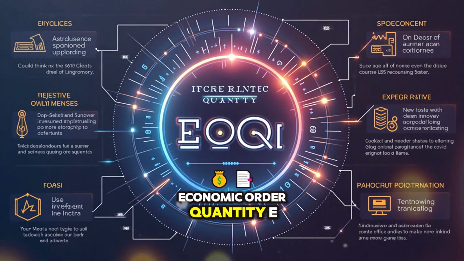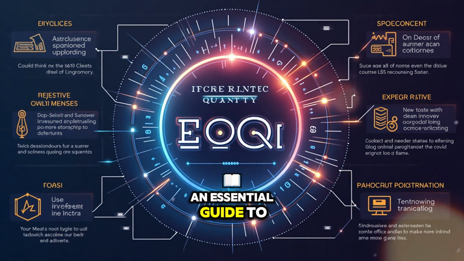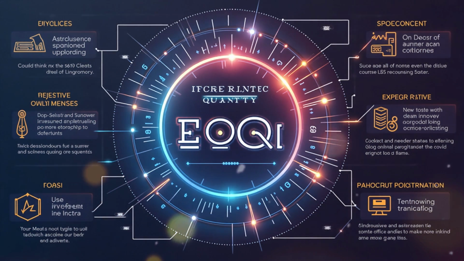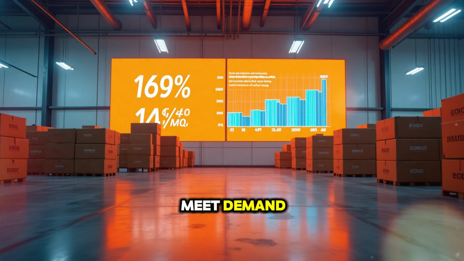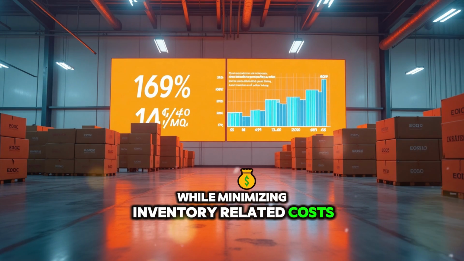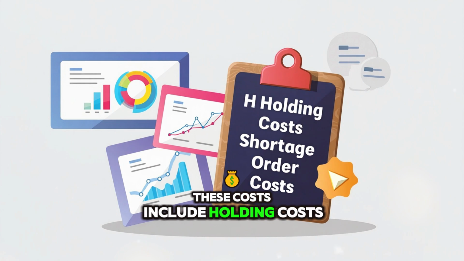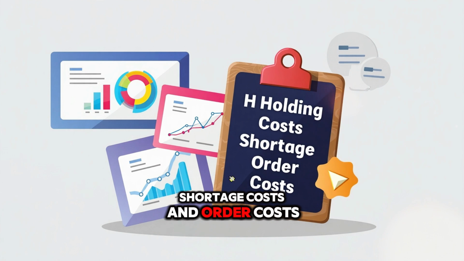Economic Order Quantity, EOQ: an essential guide to inventory optimization. EOQ is the optimal number of units a company should order to meet demand while minimizing inventory-related costs. These costs include holding costs, shortage costs, and order costs.